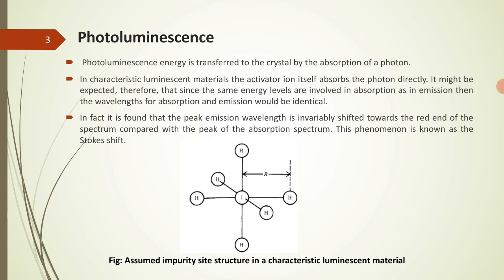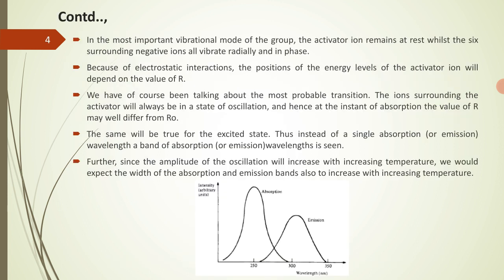In fact, the peak emission wavelength is invariably shifted towards the red end of the spectrum when compared to the absorption spectrum. This phenomenon is called the Stokes shift. This diagram illustrates the assumed impurity site structure in a characteristic luminescent material. The graph shows the variation of intensity with respect to wavelength for the absorption and the emission.